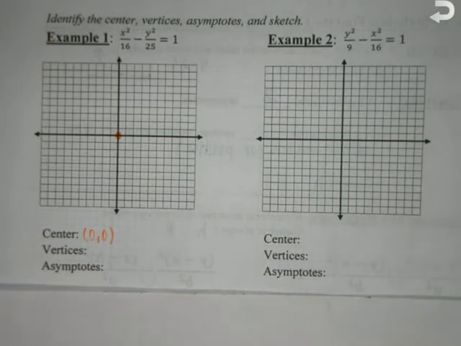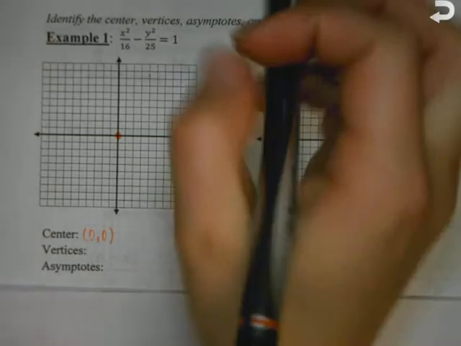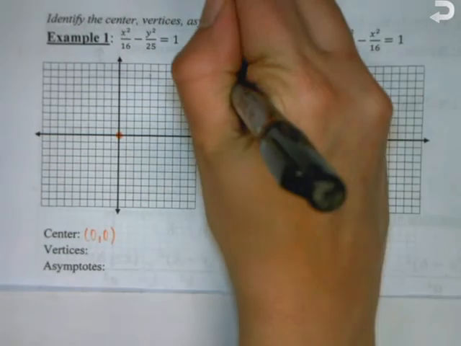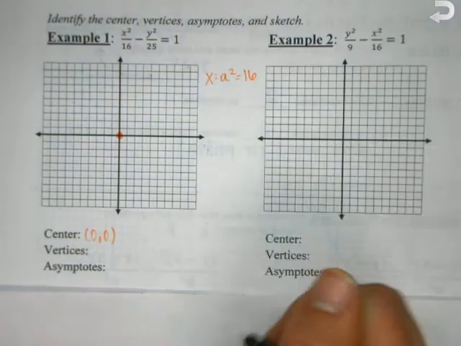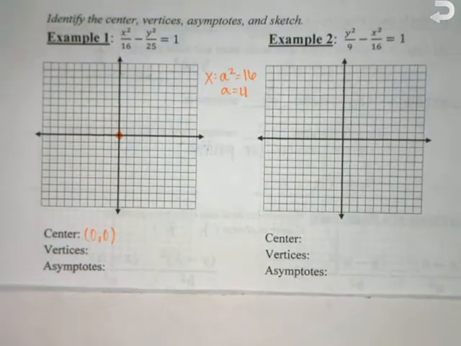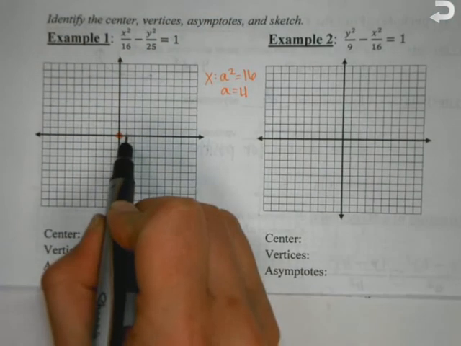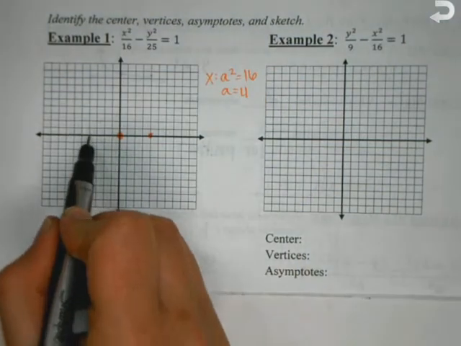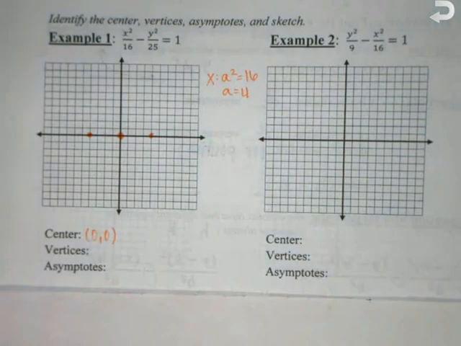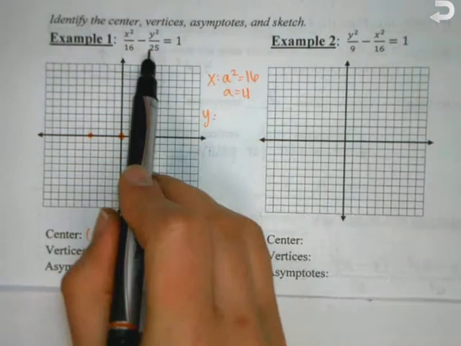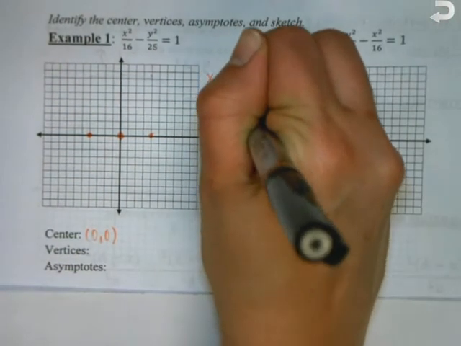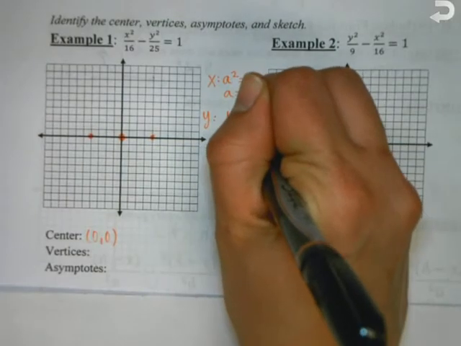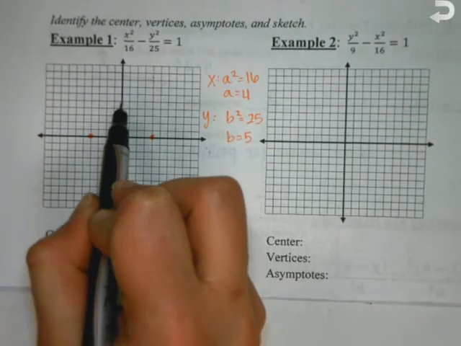So x's a squared is equal to what? 16. A squared is equal to 16, so a is equal to 4. So we're going to go right 4 spaces, 1, 2, 3, 4, and left 1, 2, 3, 4. In the y direction, b squared is equal to 25. So that means b is equal to 5. So I'm going to go up 1, 2, 3, 4, 5, and down 1, 2, 3, 4, 5.